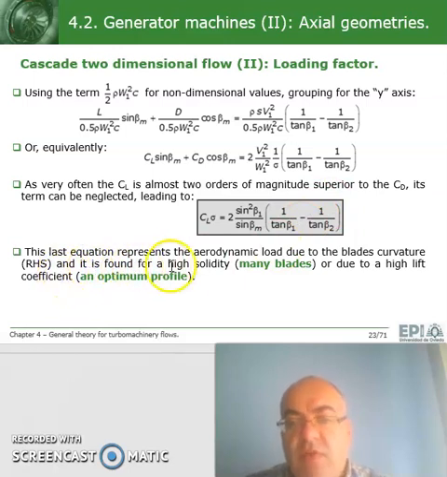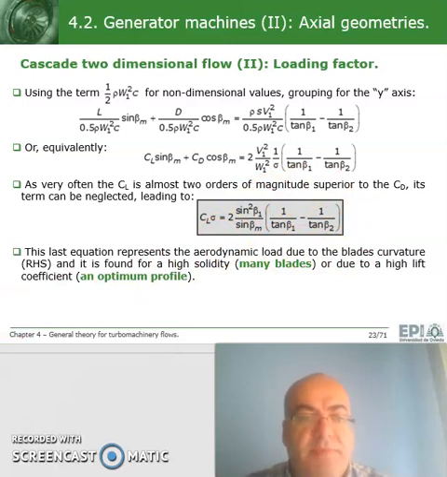And it's found for high solidity, so many blades, or due to a high lift coefficient, so an optimum profile. Remember that we have plugged in the hypothesis that the CL is several times bigger than the CD. And it's a very important equation. CL times the solidity that we have previously defined equal to this term, right?